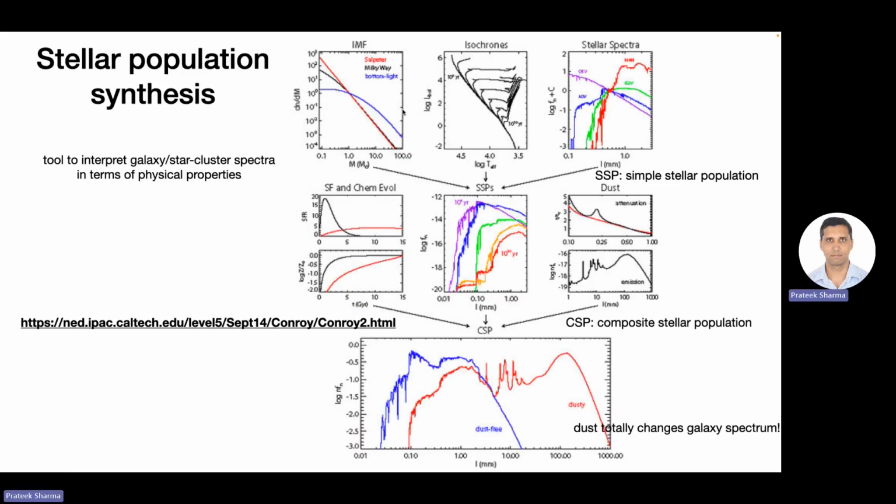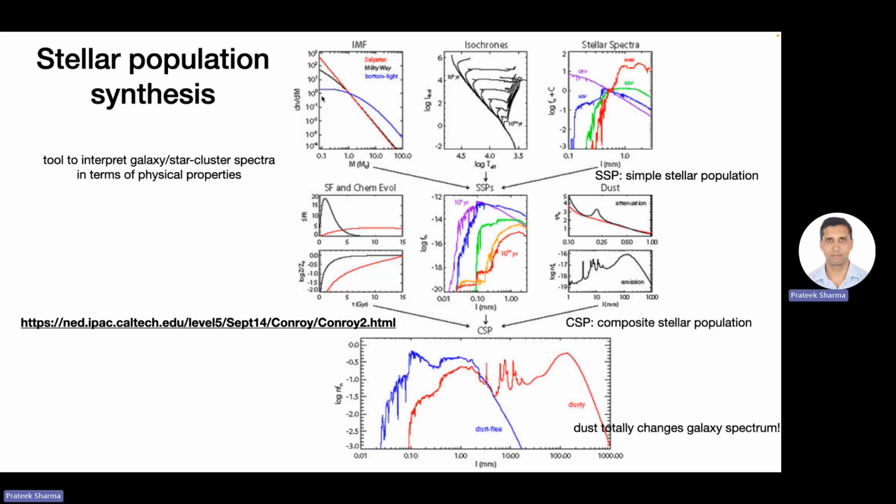And this is my last slide for this class. Okay. This is an IMF, initial mass function. I told you the initial mass function is a key ingredient for this whole stellar population synthesis. So here in the red line, we have the Salpeter IMF. So this dN/dm is m to the minus 2.3. That fits a lot of observations reasonably well. And there are other kinds of IMFs here, the Milky Way IMF and the bottom heavy IMF.